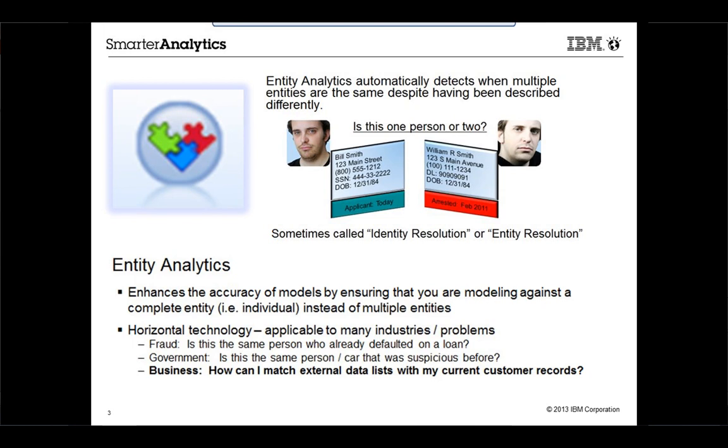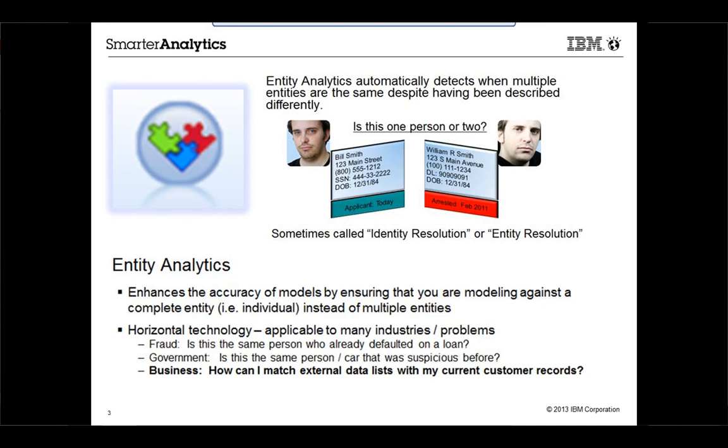So why use Entity Analytics? Because it enhances the accuracy of models by ensuring you're modeling against a complete entity instead of multiple entities. This is very important across industries and across different types of problems. From a fraud standpoint, has this person defaulted previously? If you're a bank and you need to make lending decisions, you want to know the repayment history of the people you're lending to. From a security threat standpoint, you want to know if this person or vehicle was involved in suspicious activity previously. And from a business standpoint, you want to ensure that you can match external customer lists with your current records.